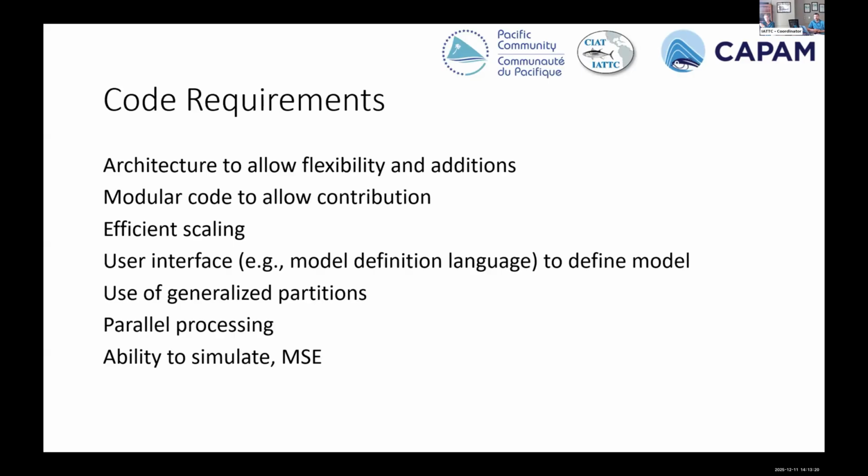Generalized partitions, parallel processing. I think parallel processing is going to be super important. We are increasingly able to use a very large number of cores, so any new software development should be able to, and we also know that within these models, there are many, many processes that can be parallelized.